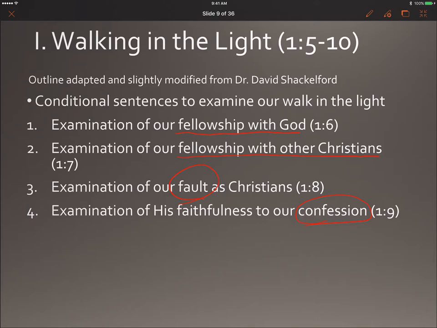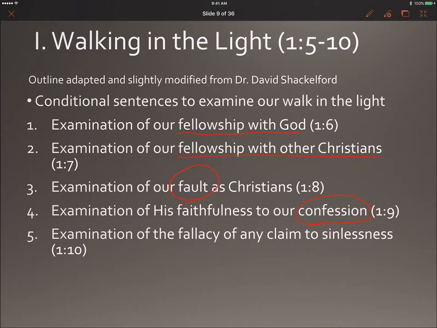Okay. And of course, the examination of the fallacy of any claim of sinlessness. So I already talked about that. So it's a fallacy to say that we have no sin.